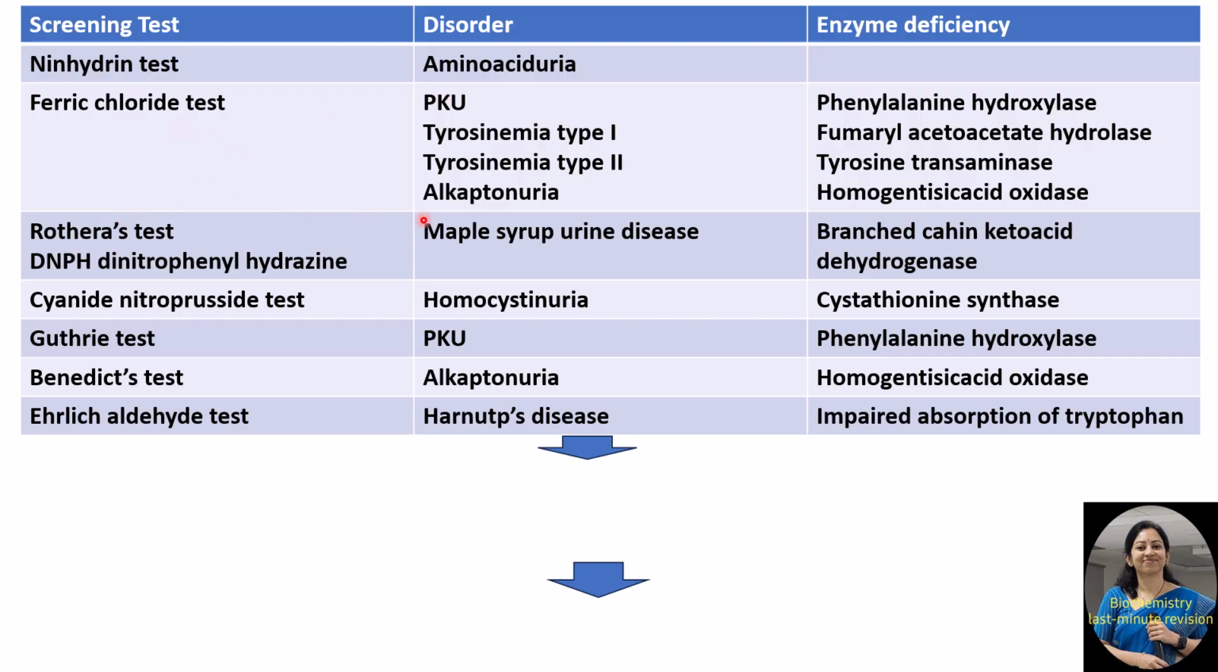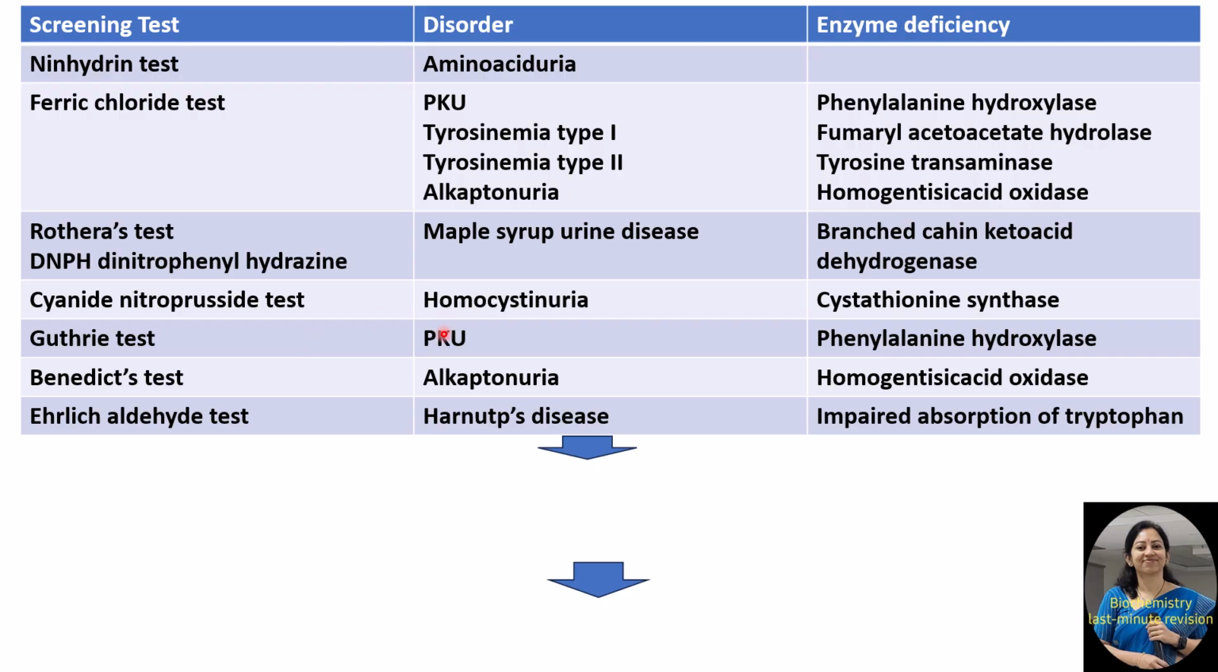Coming to identification of maple syrup urine disease, we can do Rothera's test and the dinitrophenylhydrazine test. This disorder is mainly associated with branched chain keto acid dehydrogenase. For homocystinuria, we can perform the cyanide nitroprusside test, where a magenta colored complex is seen, and here the enzyme that is deficient is cystathionine synthase.